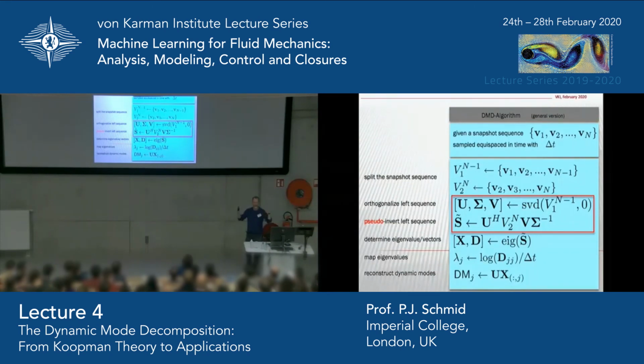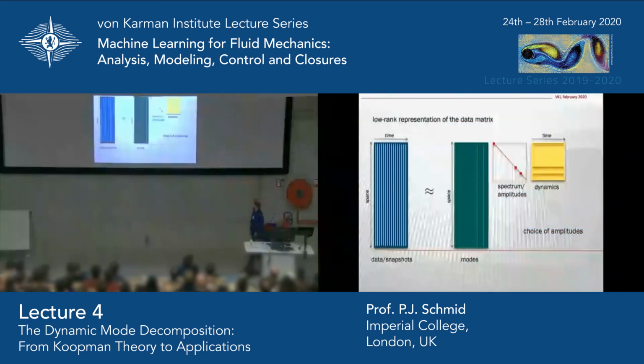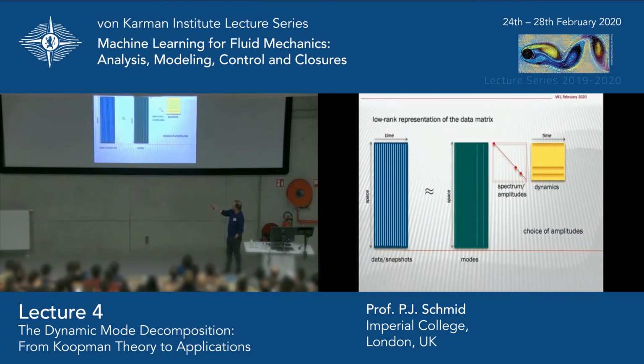So even if you have 1,000 snapshots, you really distill only the 100 or 200 or whatever good ones and make it into the S tilde. So that's the sanitized version of the DMD algorithm. And that one works fairly robustly. So now we have the modes. We have the eigenvalues. The dynamics goes here.